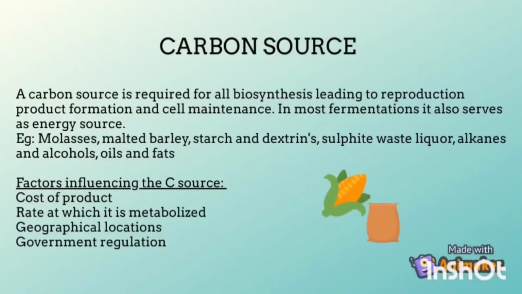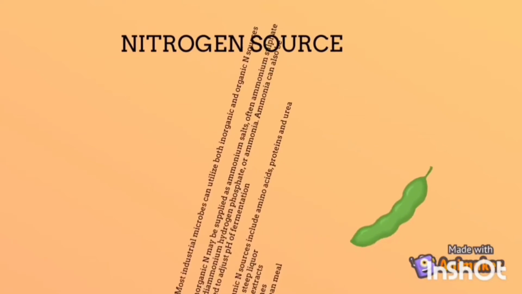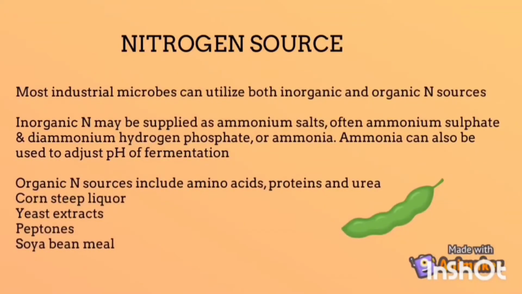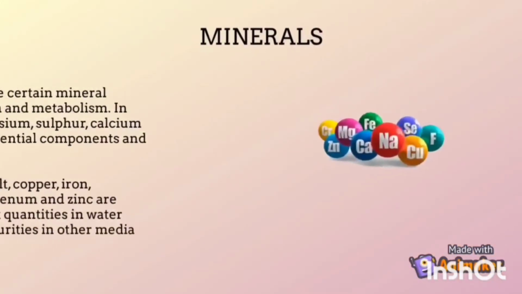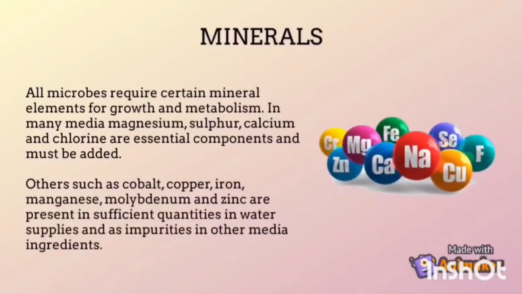Example: molasses, malted barley. Nitrogen sources include amino acids, proteins, and urea, corn steep liquor, yeast extract, peptones, and soybean meal. Microbes require mineral elements for growth and metabolism. In many media, magnesium, sulfur, calcium, and chlorine are essential components and must be added.